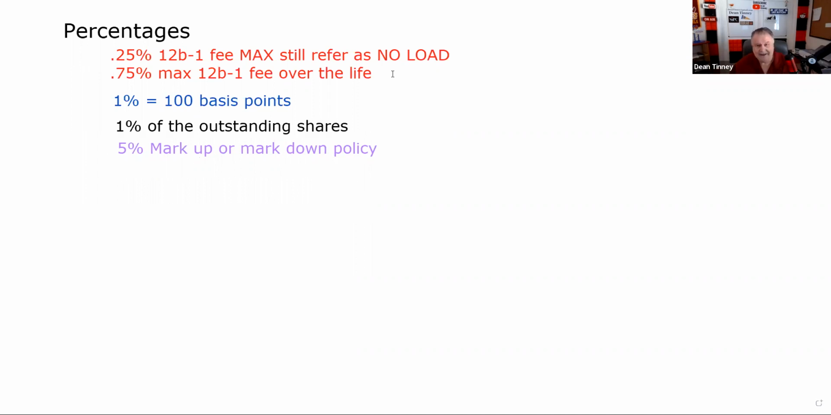I would know 8.5%. I think I said it doesn't apply to the primary market, right? It only applies to the secondary market, that 5%. 8.5%, definitely testable. And 8.5% is the maximum sale charge in a mutual fund.